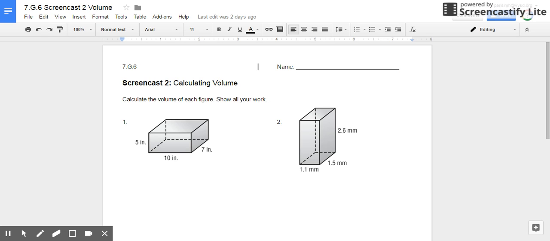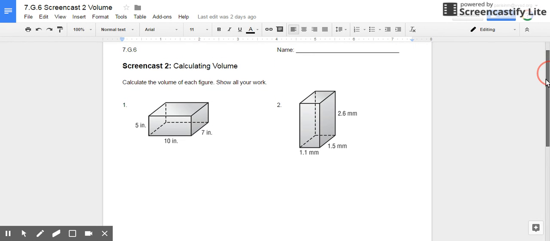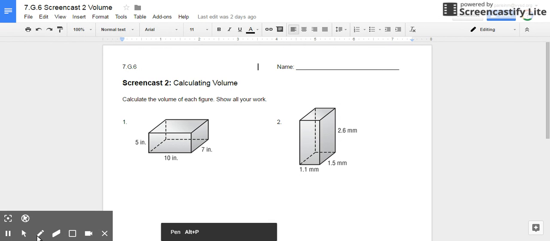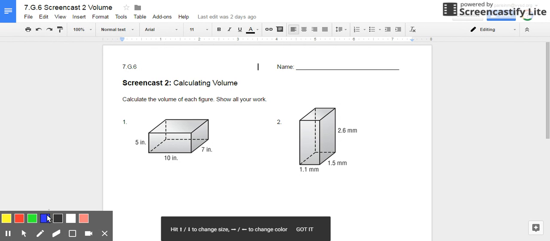This is Screencast number 2, and we are going to be calculating volume today. We're going to be calculating the volume for a rectangular prism first, and then a triangular prism second. So we do have a formula that we have to remember for volume, and we're going to write that formula at the top of our page.